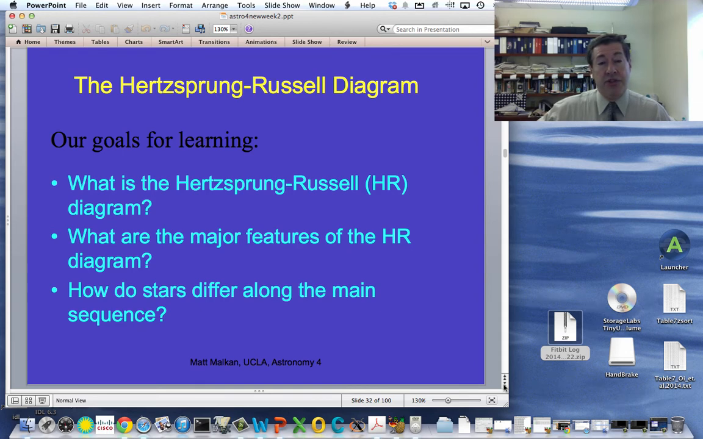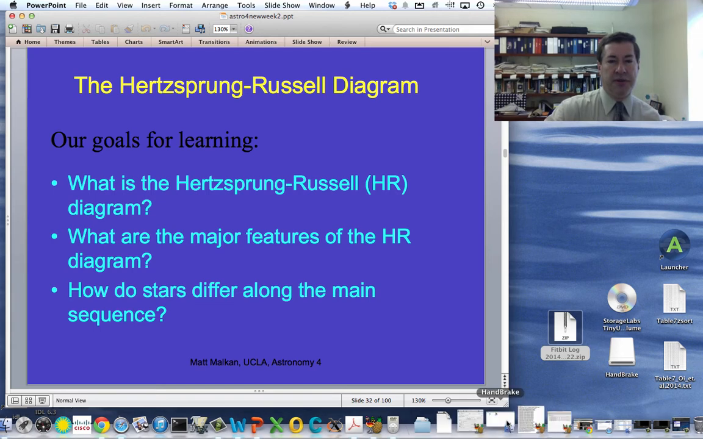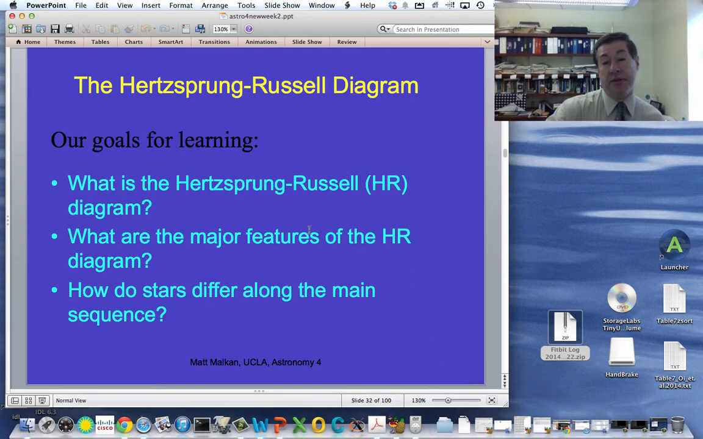But I guess I would just like to call it the temperature luminosity or temperature power diagram, unless you're interested in the historical correctness of giving credit to all of the original discoverers. So you don't have to know their names, all right? I'm sorry. They're great astronomers, but this is not a history class.